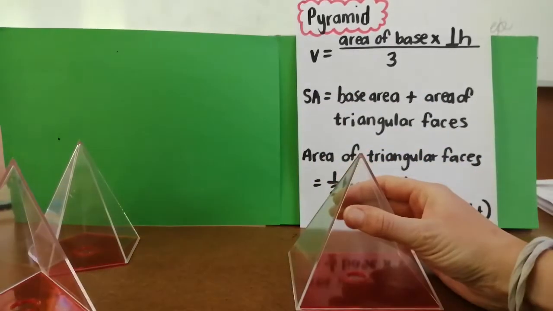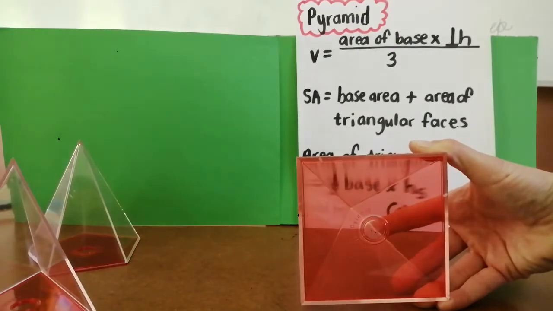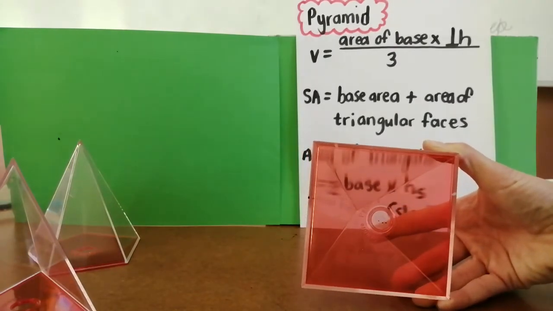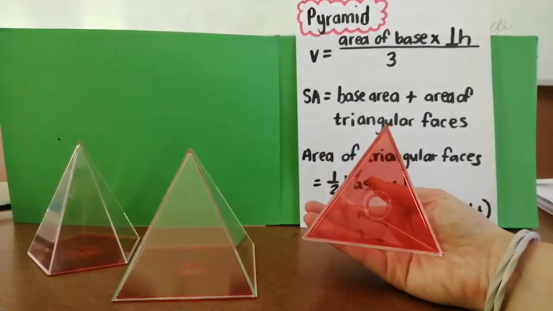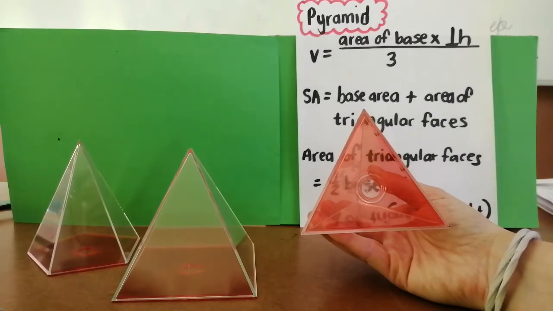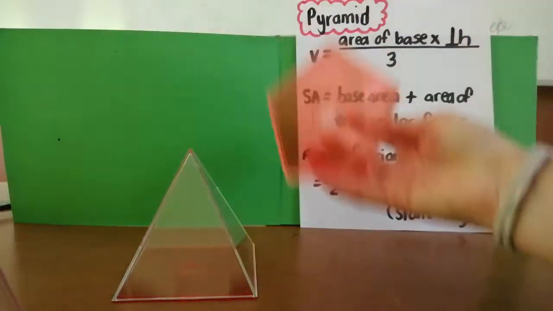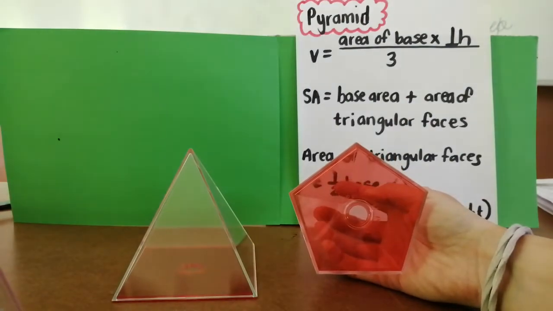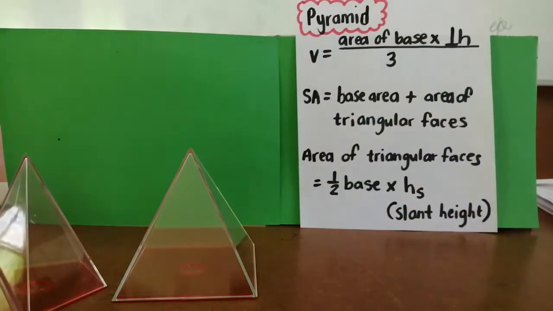So, the area of my base is easy. This would be a square area, so side times side, or if it was a rectangle, length times breadth. The area of this base would be half base of this triangle times the perpendicular height of this triangle. And then again, we'd have the area of the pentagon, which I'm going to show you how to work out, plus the area of the triangular faces.